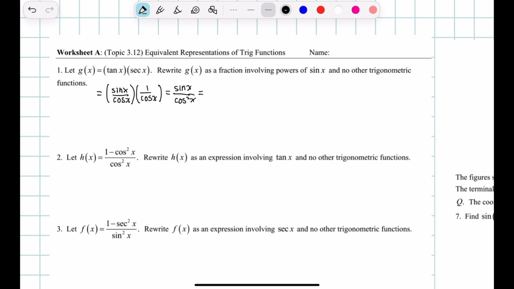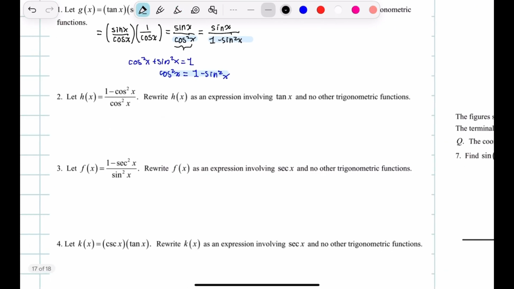And this is going to use the Pythagorean identity. So you have cosine squared of x plus sine squared of x is equal to 1. And if you just solve for cosine squared of x, that's going to be 1 minus sine squared of x. So then if you plug that into our expression, then we have sine of x divided by 1 minus sine squared of x, which is right here. You can see that. Okay, so now let's move on to our next question.